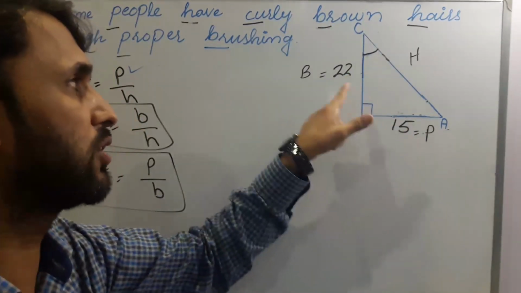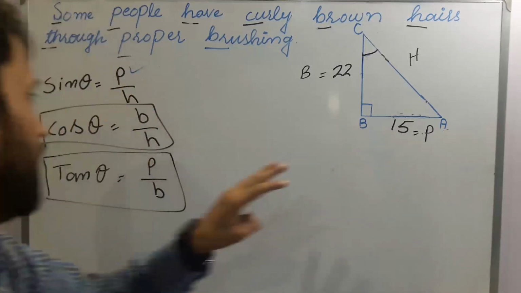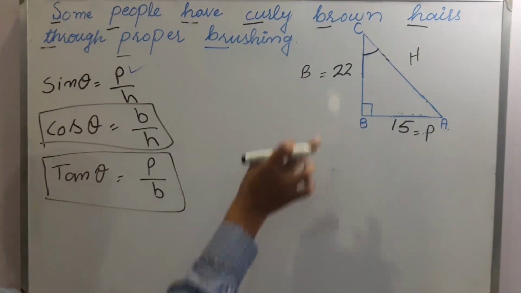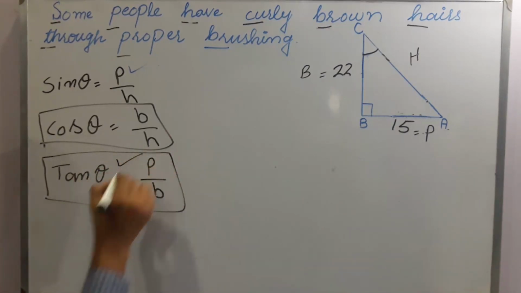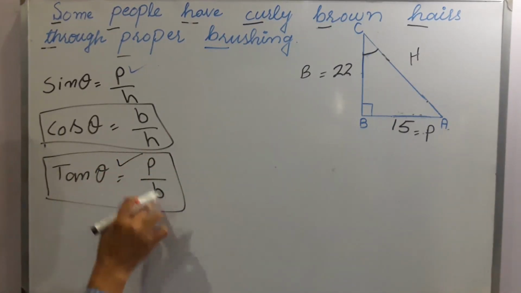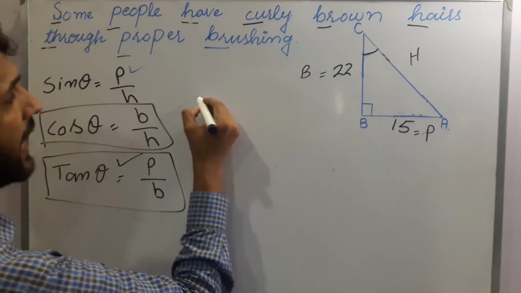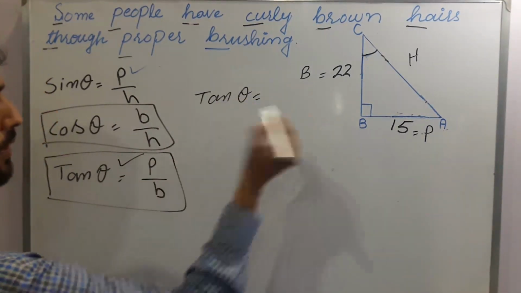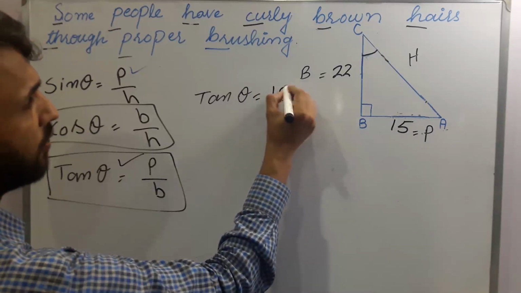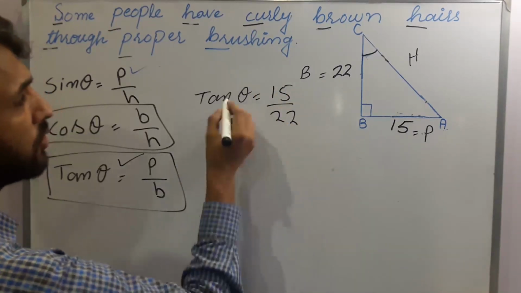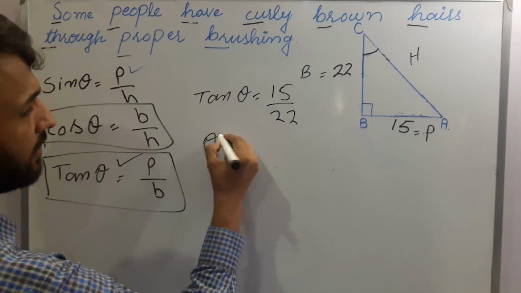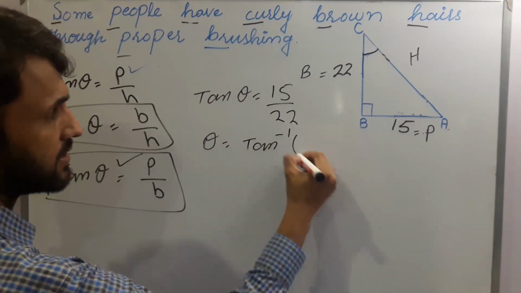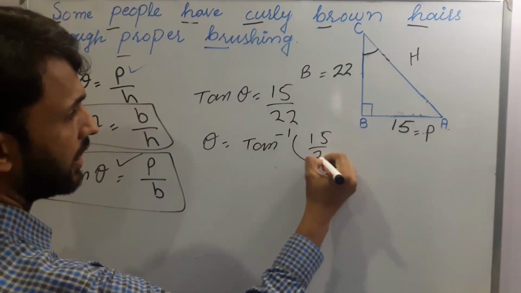We will use perpendicular and base. You will check the formula where we can use perpendicular and base. In tan theta you can use perpendicular and base. So we will use tan theta. Theta is not given. Tan theta is perpendicular 15 over base 22. So we have to find theta. Tan will be shifted to the other side. This will be tan inverse of 15 by 22.